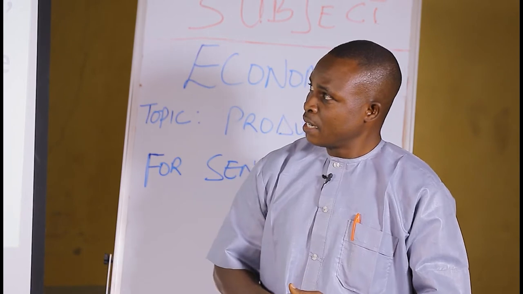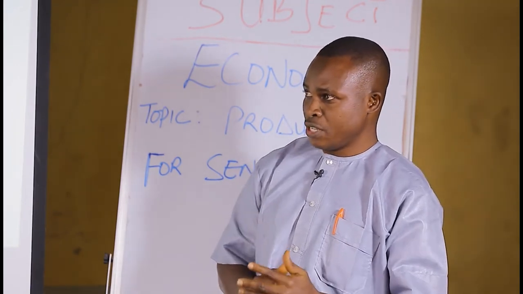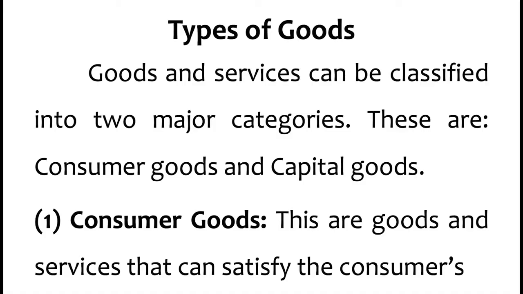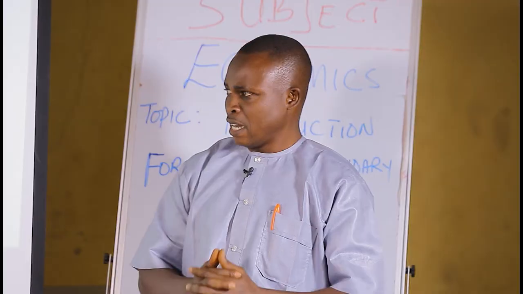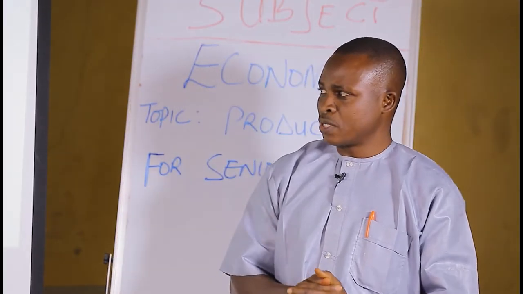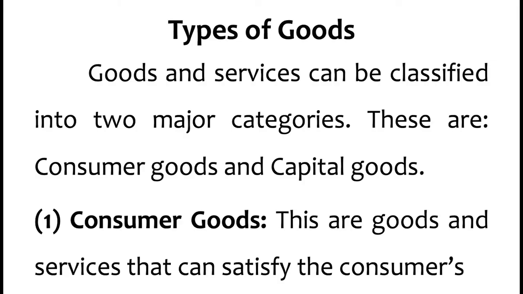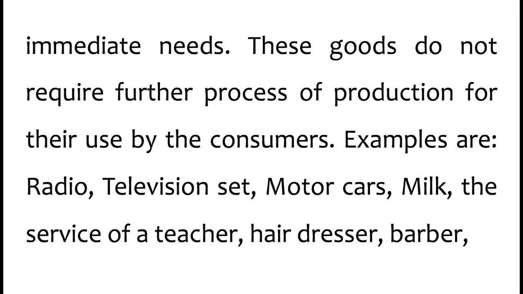Now, the next item, we have types of goods. These goods that we are talking about, we have tangible and intangible goods. Now, goods and services can be classified into two major categories. Number one, we have consumer goods. Number two, we have capital goods. Now, let's look at the concept of consumer goods. Consumer goods are goods and services that can satisfy the consumer's immediate need. And these goods do not require further process of production for their use by the consumers.